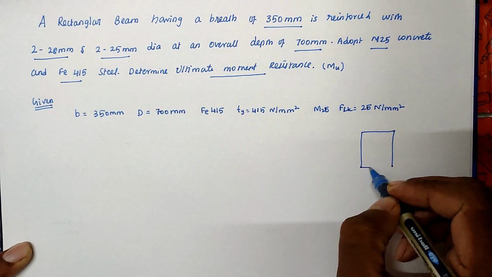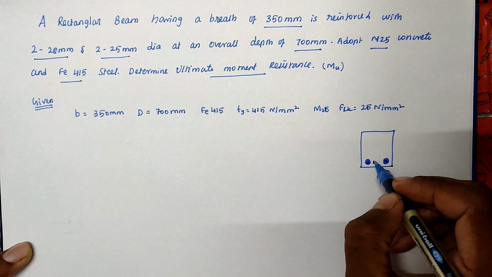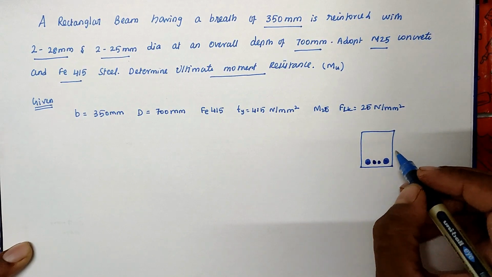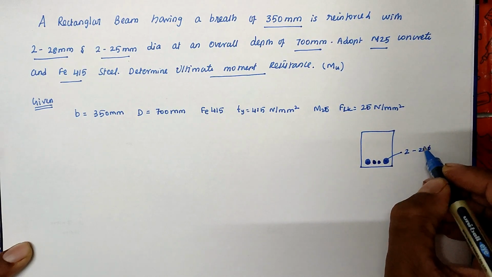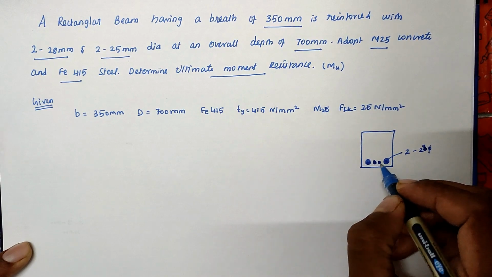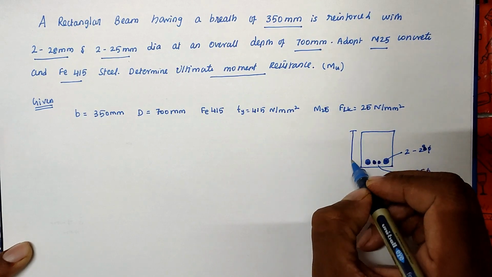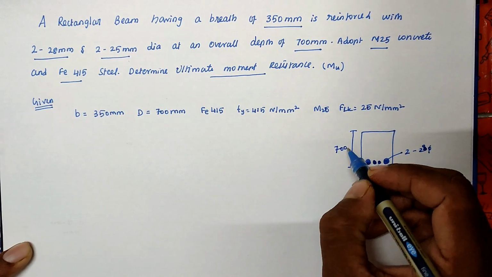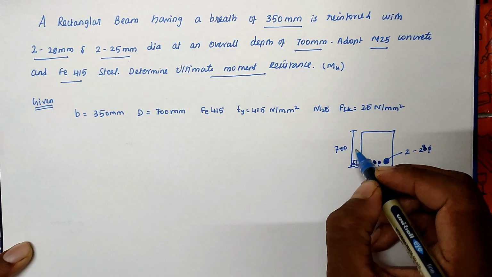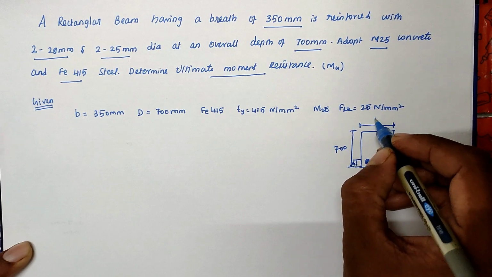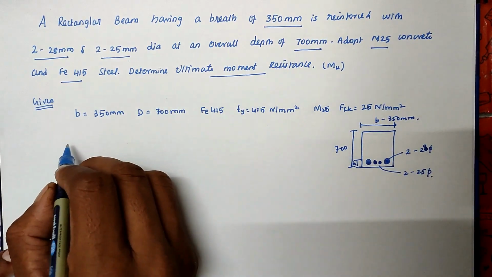So this is a singly reinforced beam. There are two numbers of 28 mm dia bars and two numbers of 25 mm dia bars. The overall depth is 700, this is the effective depth d, and this is b, that is 350 mm.